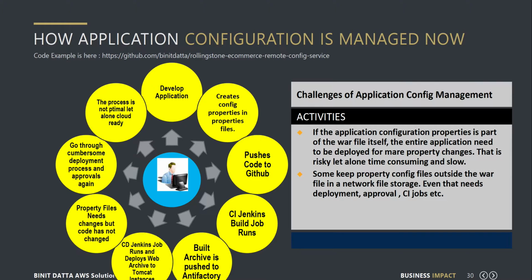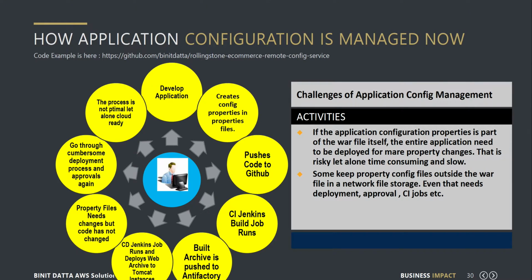So how do we deal with application configuration right now without microservices? Let's review that a little bit. First we develop the application, then we create config properties in properties files. We push our code to GitHub, and a continuous integration Jenkins job runs. The build archive is pushed to Artifactory, and then a continuous deployment Jenkins job runs and deploys the web archive to Tomcat instances.